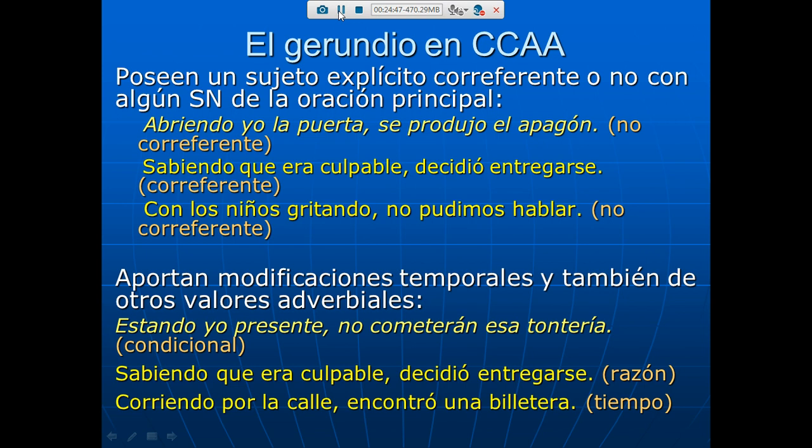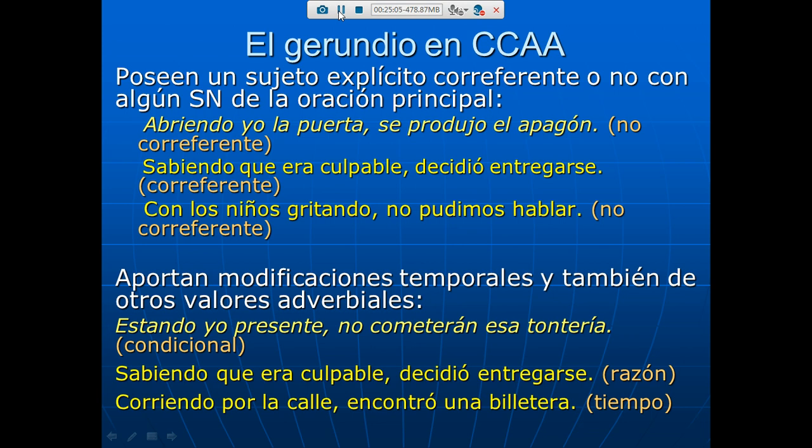Con los niños gritando no pudimos hablar. Acá es no correferente porque el sujeto de la subordinada absoluta es los niños. Los niños gritaban y nosotros no pudimos hablar. También es importante recordar que aportan modificaciones temporales, pero también de otros valores adverbiales.